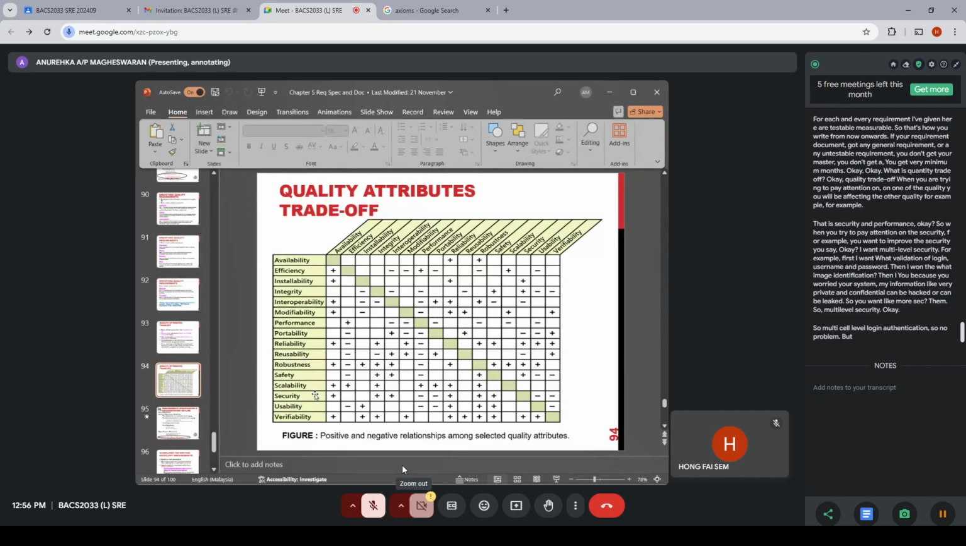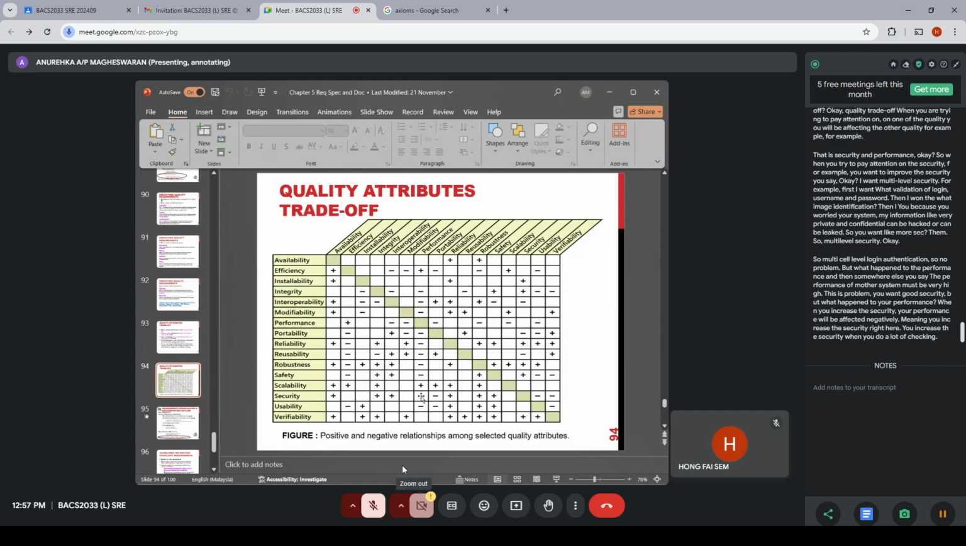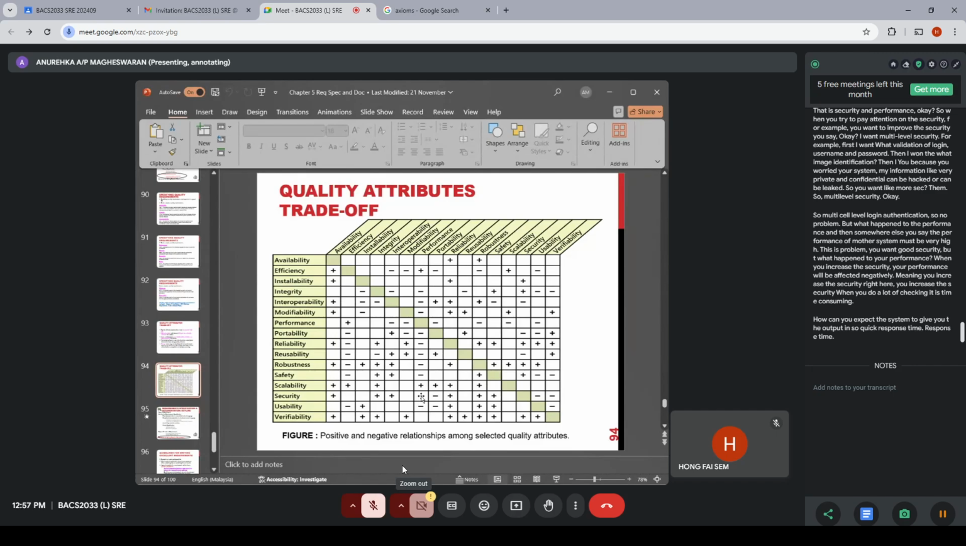No problem. But what happened to the performance? Somewhere else you say the performance of the system must be very high. This is a problem. You want good security, but what happened to your performance when you increase the security? Your performance will be affected negatively. When you do a lot of checking, it is time consuming. How can you expect the system to give you the output with a short response time? Not possible.